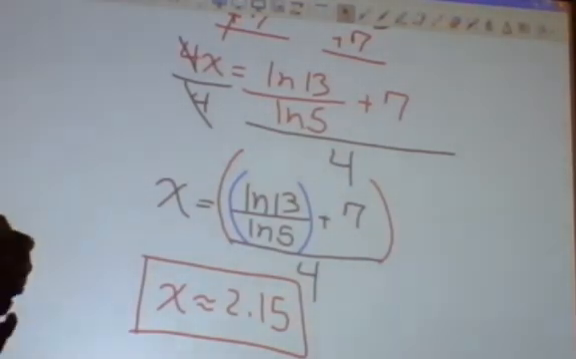I got 2.14. Well, I want you to round it up because you're only doing 2 decimal places. So round that second one up if it's 5 or more behind it.